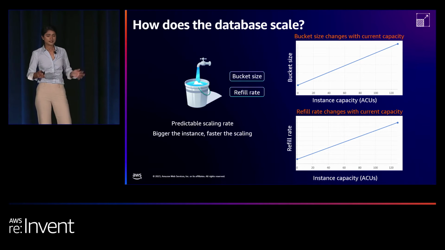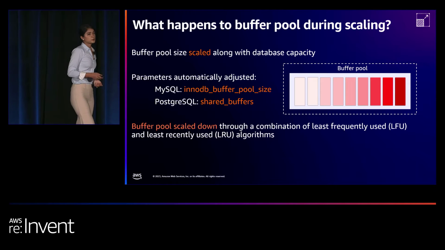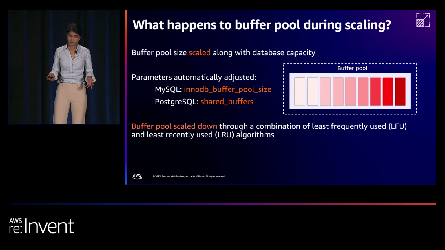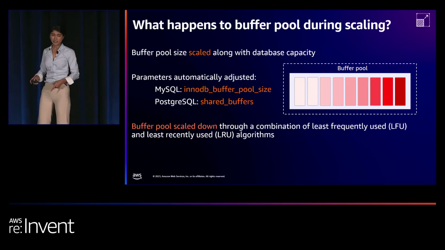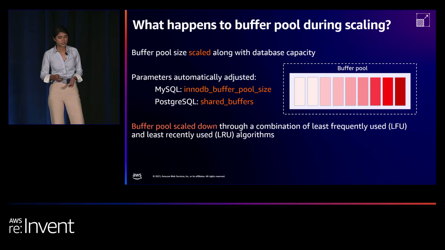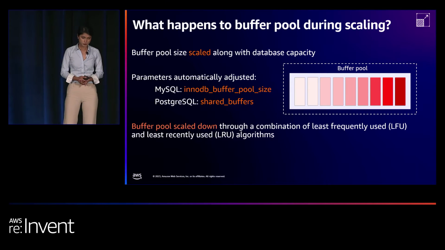Now, this is about how the database scales. Let's go into a little more detail about the buffer pool. What happens to it during scaling? The buffer pool is the primary cache of the database. It also scales when the database scales. The parameters you're looking at are, for MySQL, the InnoDB buffer pool size, and for Postgres, shared buffers. So we're scaling these parameters when the database is scaling and it requires more resources.